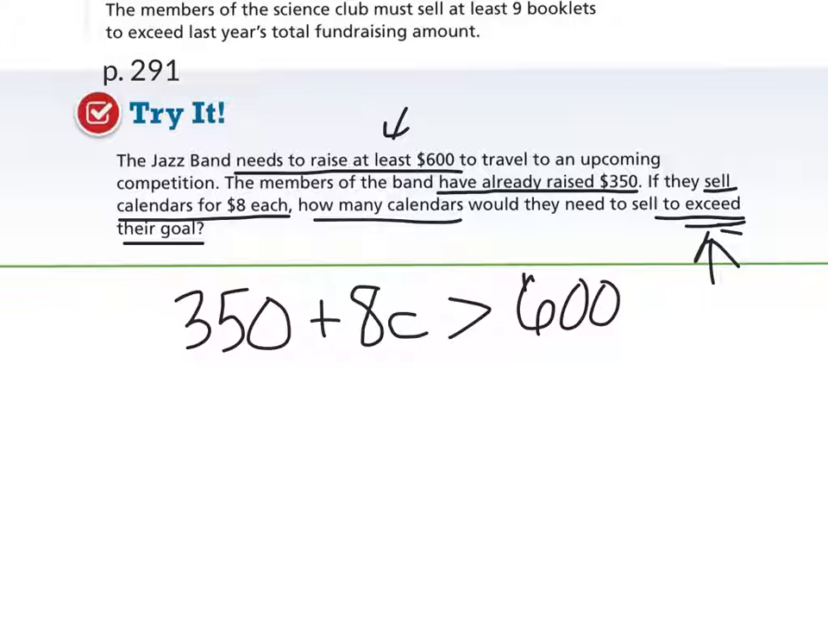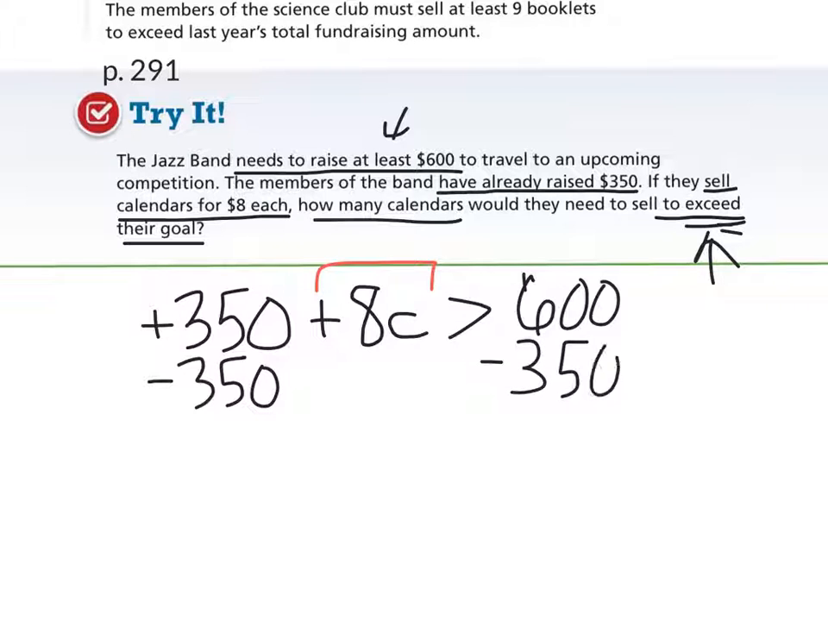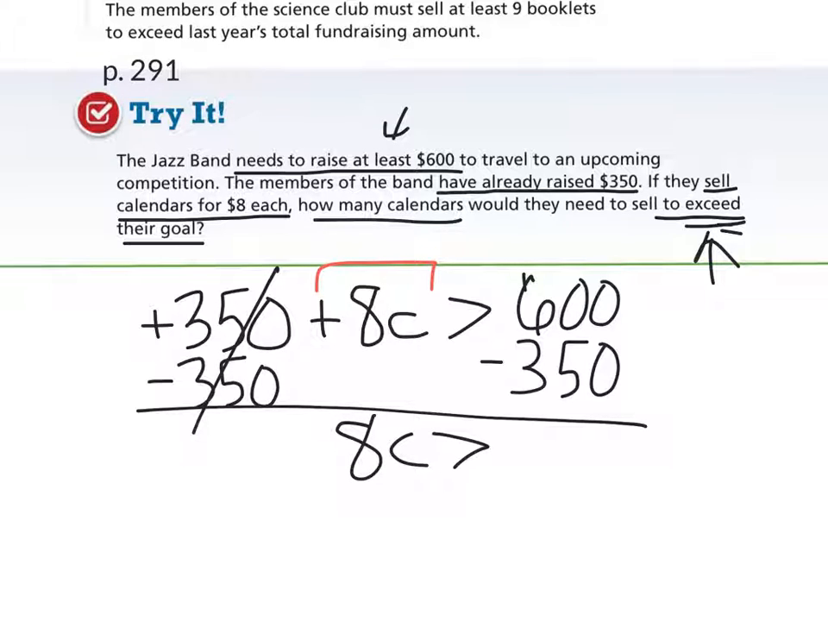So our first step on the inequality is trying to get our variable term by itself. In other words, we're trying to get this 8c by itself. They are adding a 350 over here, or you can think of that's a positive 350. We get rid of something on that step by doing the opposite. So we would need to subtract 350 in order to get rid of that. 350 minus 350 is 0. So those cancel out. And then 600 minus 350 is 250.